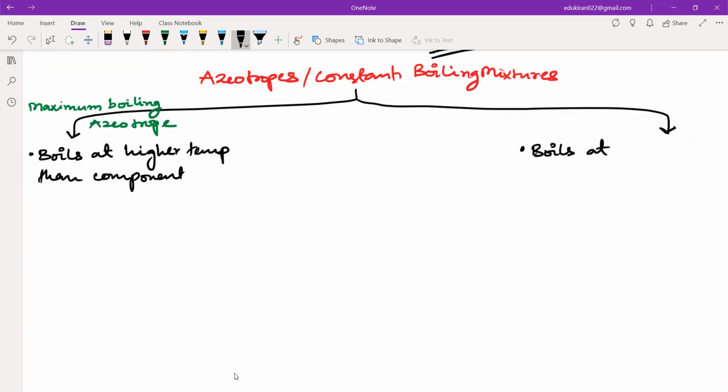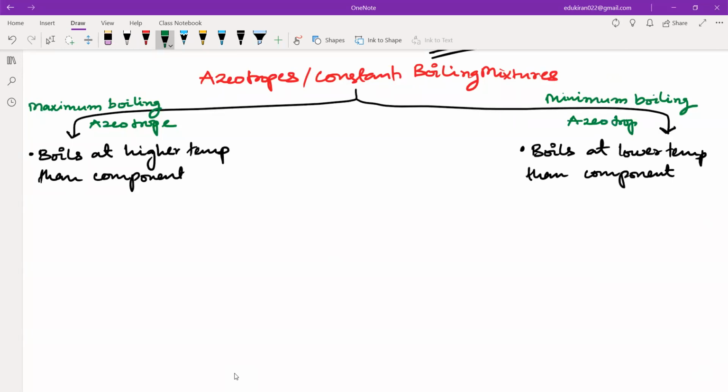Boils at lower temperature than the components. Okay, this will be what? This will be minimum boiling azeotrope. Minimum boiling azeotrope.